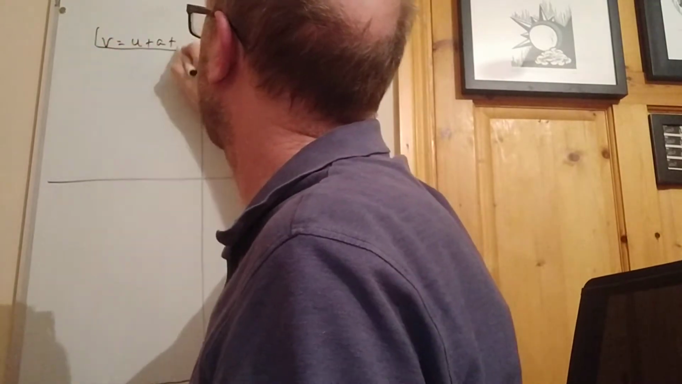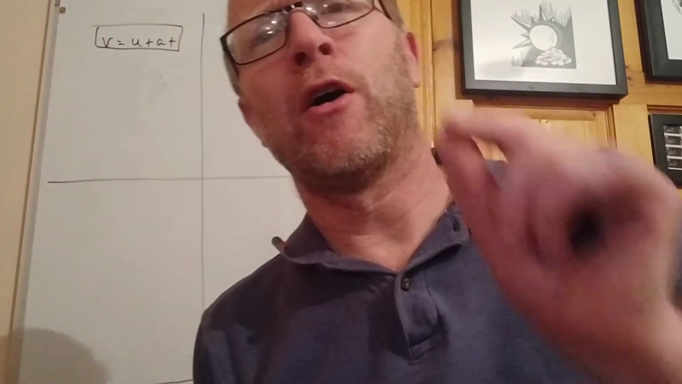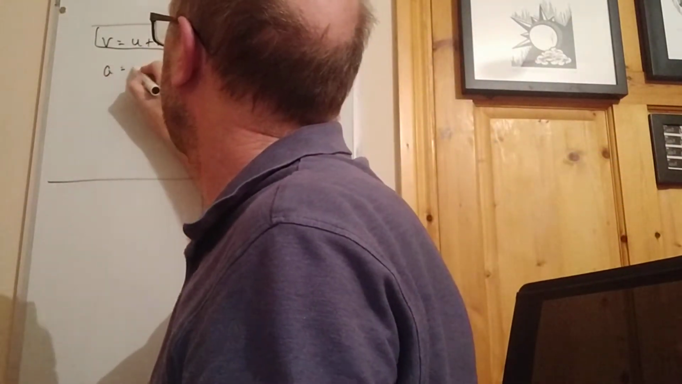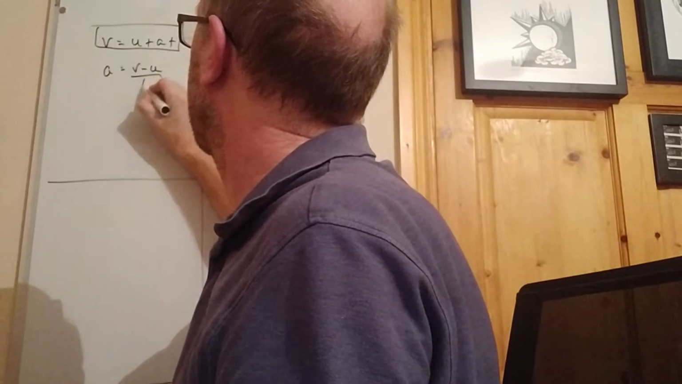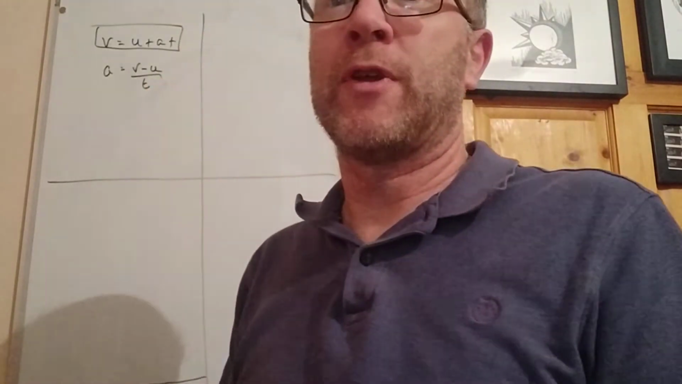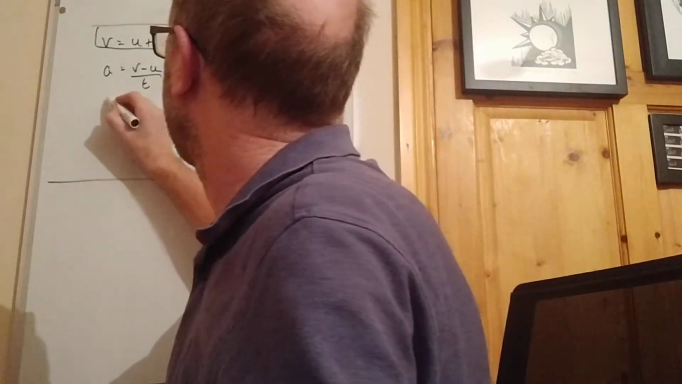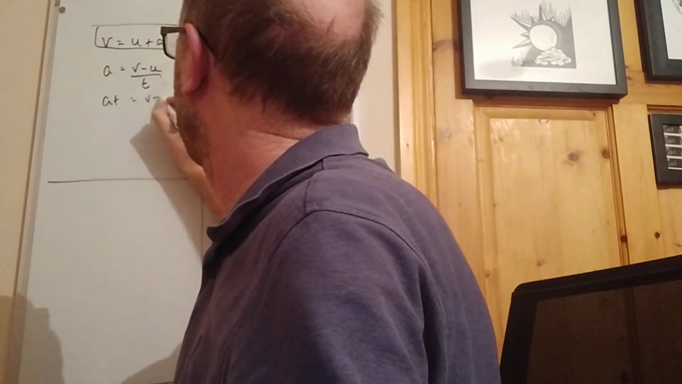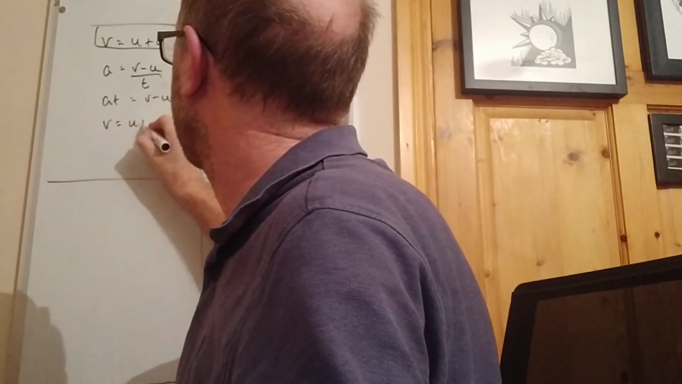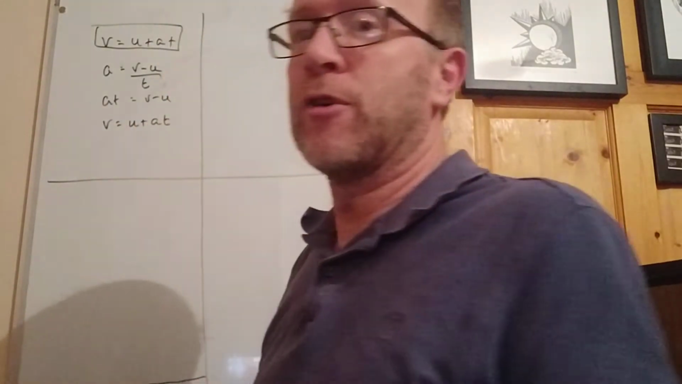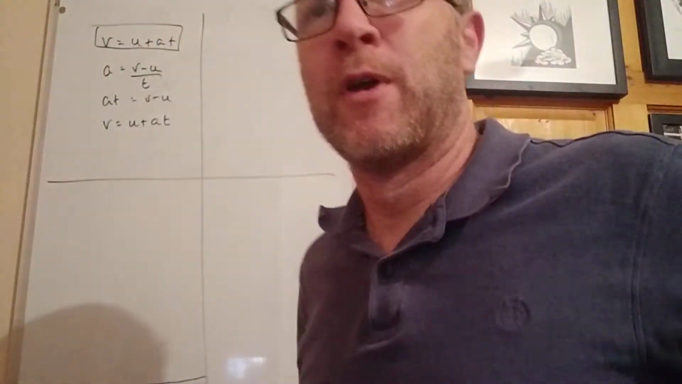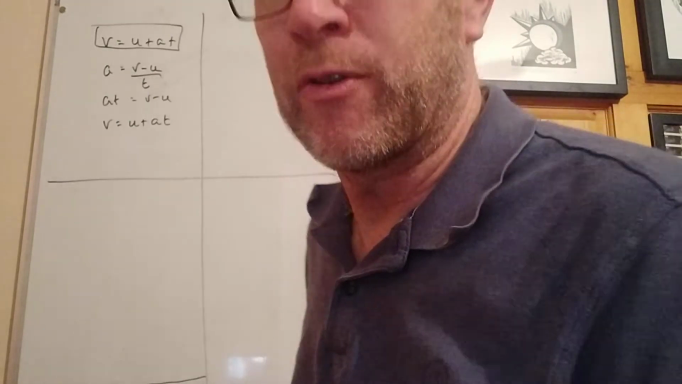Okay, where do you start? You start with the definition of acceleration, but you write it mathematically. Acceleration is a change of velocity over time. So a is v minus u, change of velocity over t. Okay, then you just rearrange. So it's at is equal to v minus u, so v is equal to u plus at. Done. Okay, so what you do, start with the definition of acceleration, rearrange. Effectively, it's just a rearrangement of the definition of acceleration.